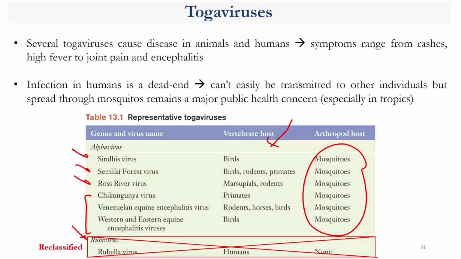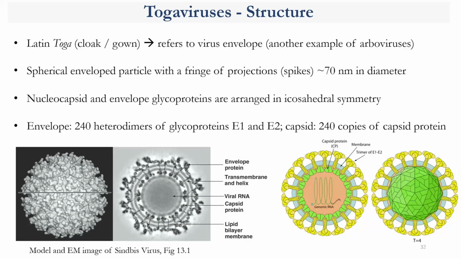It gets transmitted through mosquitoes, okay? So that's why control of mosquitoes becomes a major public health concern in the areas where they are rampant, okay? All right, let's look at the structure like we have done for all the other viruses.